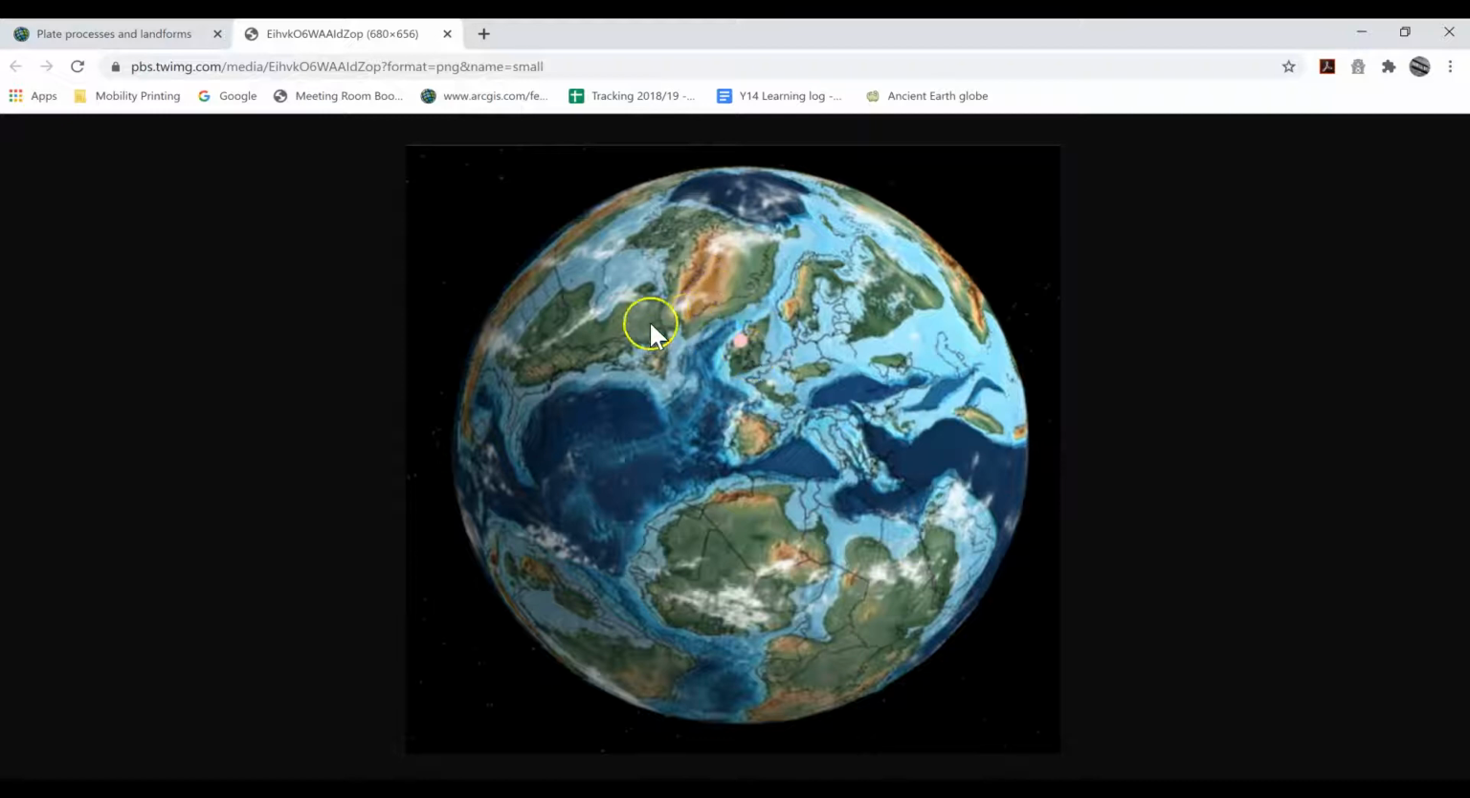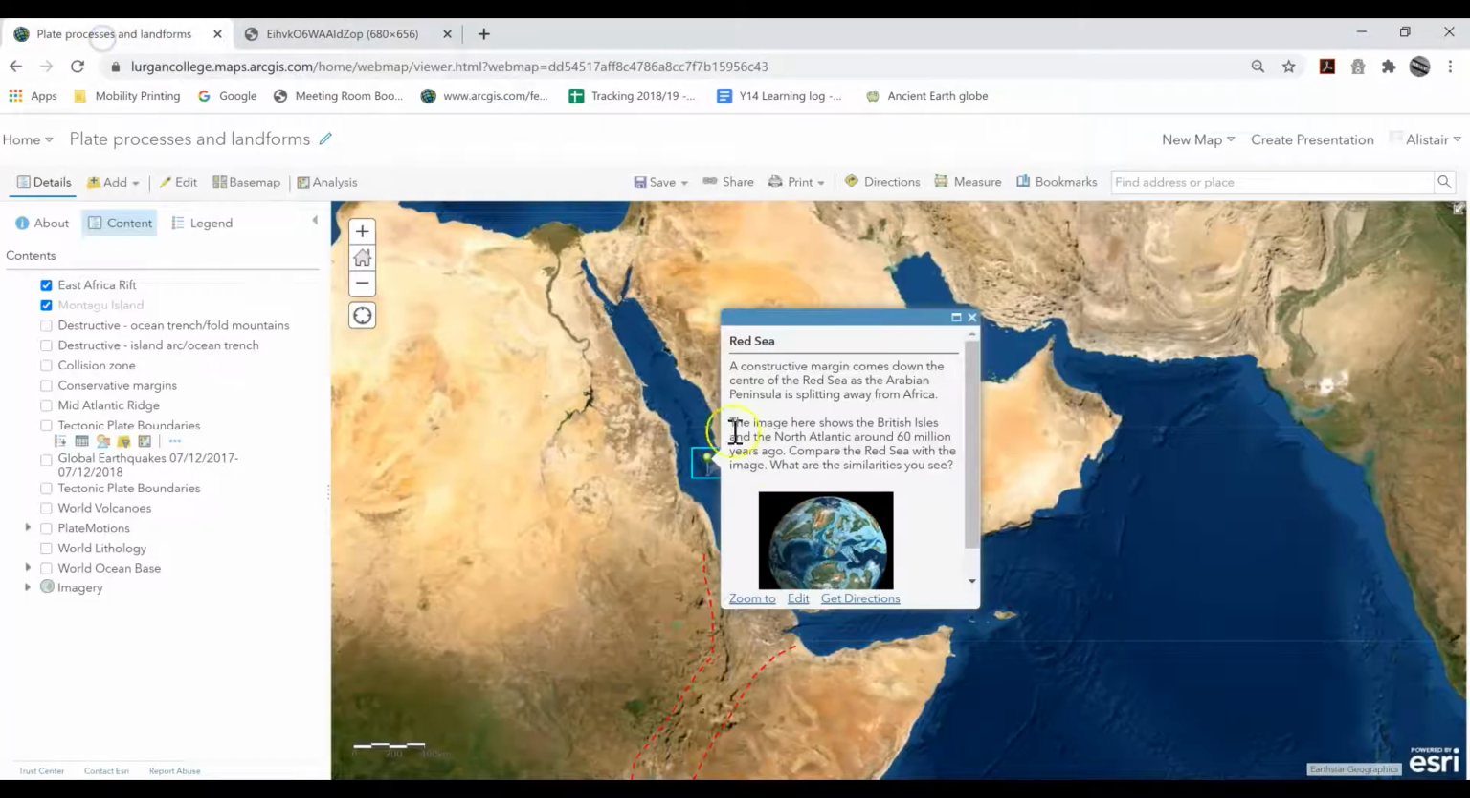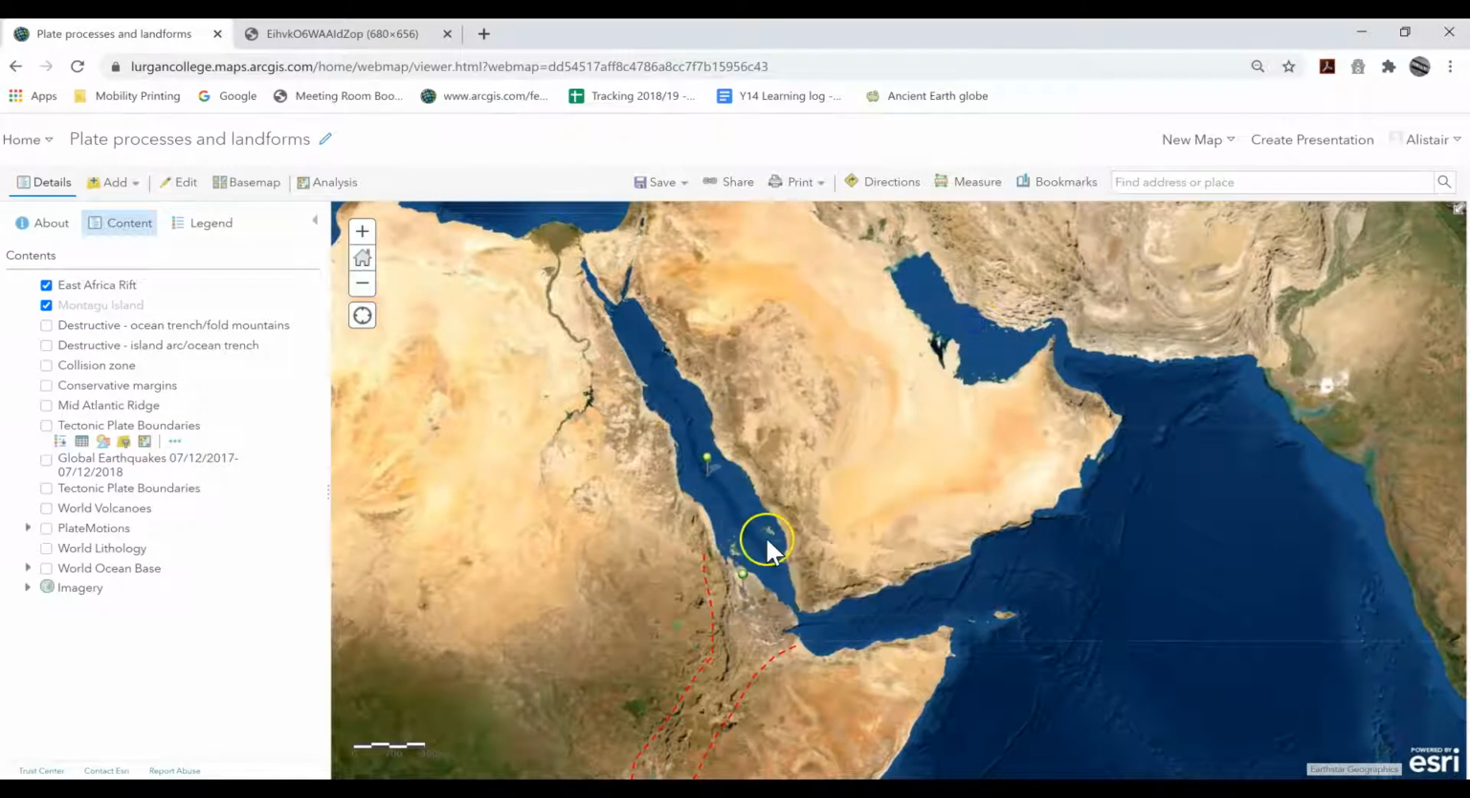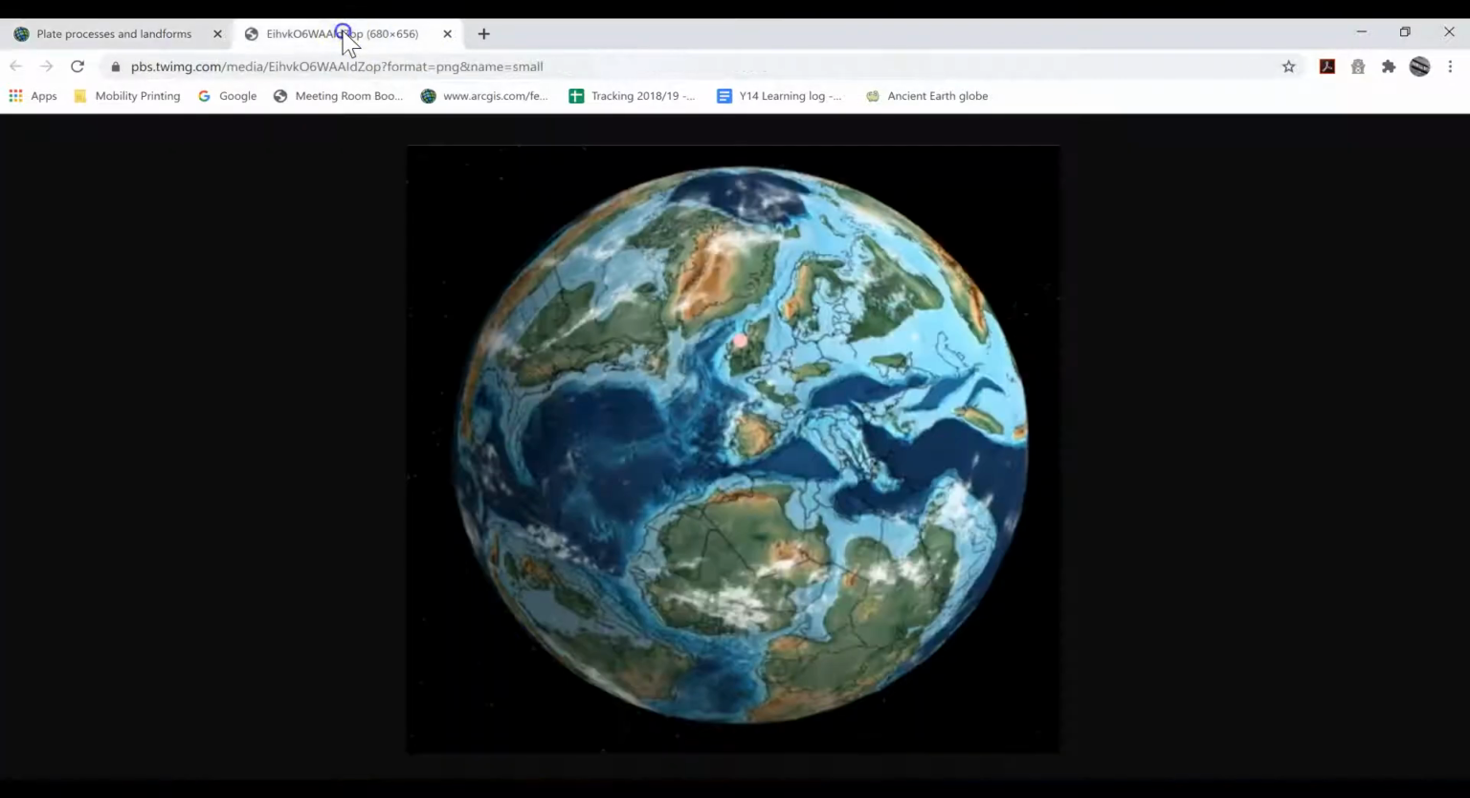There is Greenland and there's North America, and you will see actually about 60 million years ago, the opening up of the North Atlantic is just beginning to happen. And you can see this linear sea here, which is very, very similar to the linear sea that is happening here. So the process here is just starting the creation of what is a very, very narrow sea, the Red Sea at the moment, but could well grow to be something much, much bigger as the North Atlantic did.